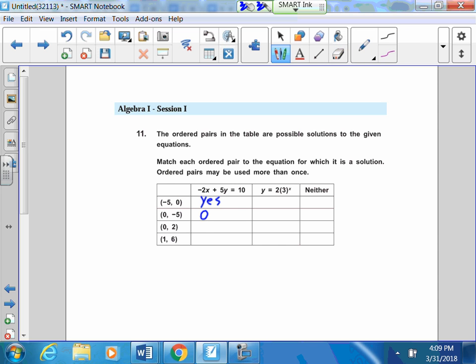Plug in 0 for x here. That's 0. Plug in 2 for y. 5 times 2 is 10. That does give me 10. So that's going to be a solution. So we're going to have yes there.